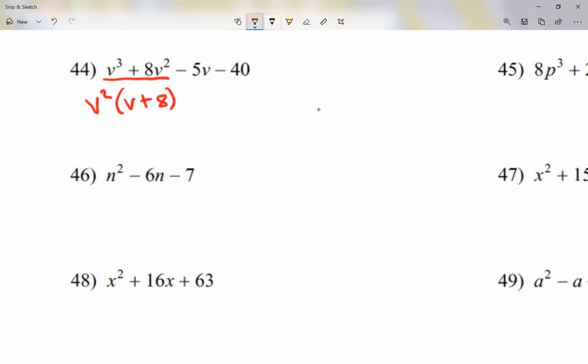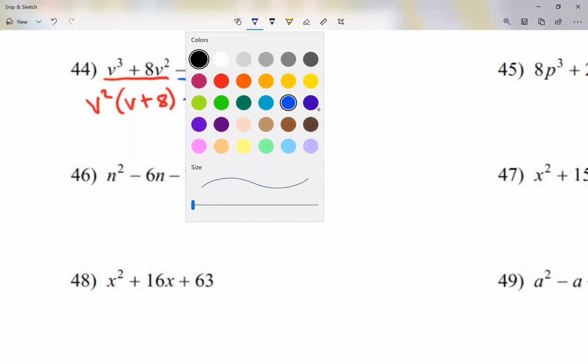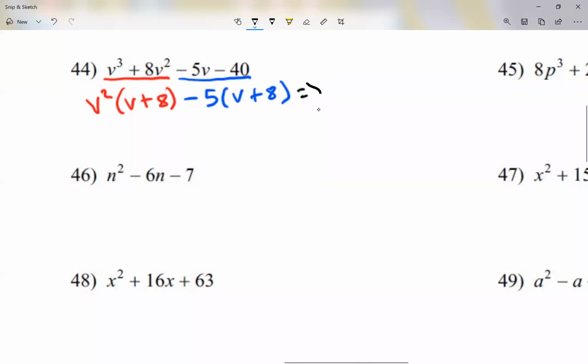Now, from the last two terms, I can divide them by 5. I can divide it by negative. I don't want negative signs inside my parentheses, so I'm going to divide each of these by a -5. So that's going to give me 1v. -40 divided by -5, that gives me +8. My parentheses do match. So let me put an arrow to say I'm going to continue.